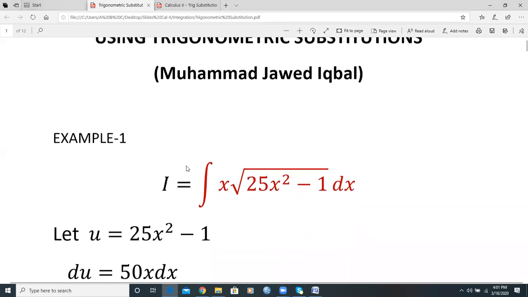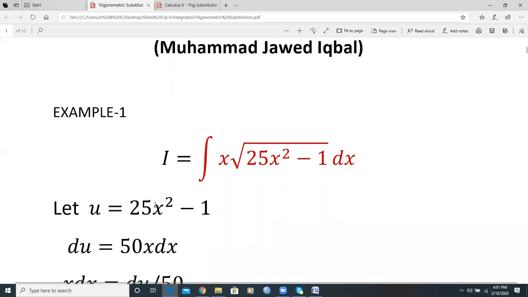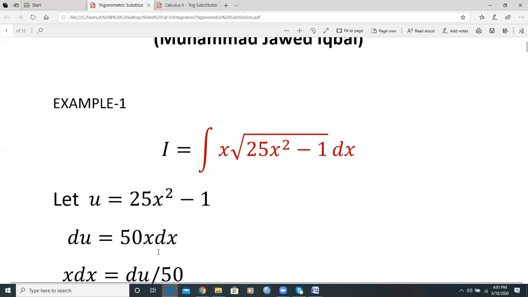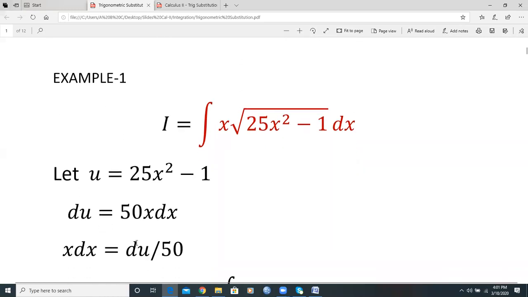You know, if we assume u is equal to 25x square minus 1, then du becomes 50x dx. The derivative of x square is 2x, so therefore du over dx actually becomes 50x. Therefore du actually becomes 50x dx. So this equation implies x dx is equal to du over 50.